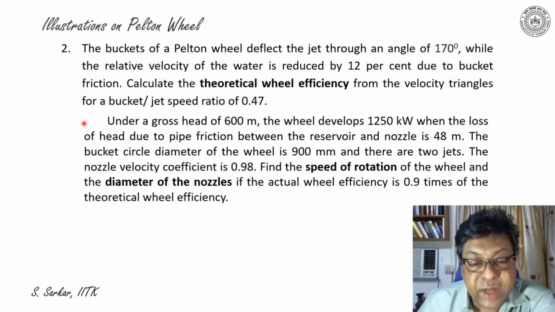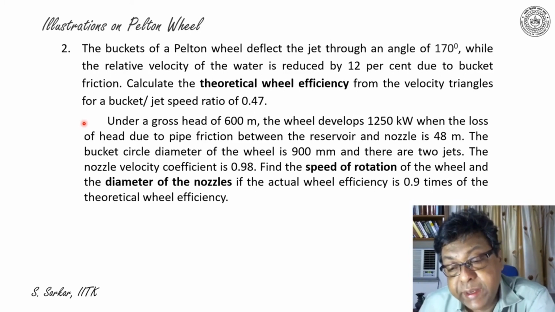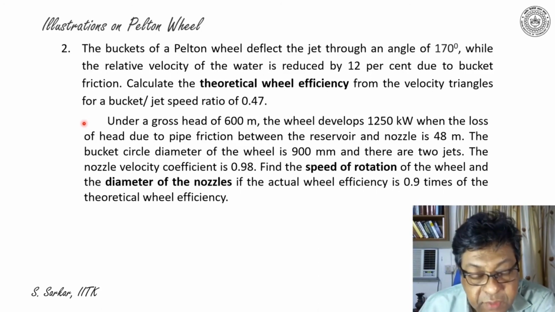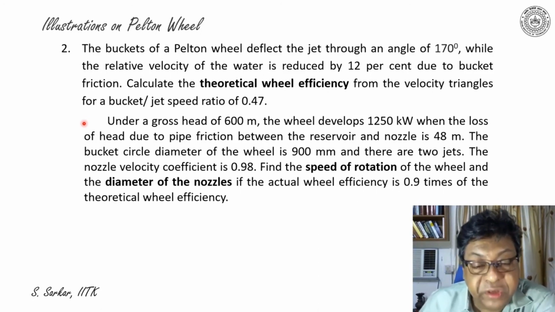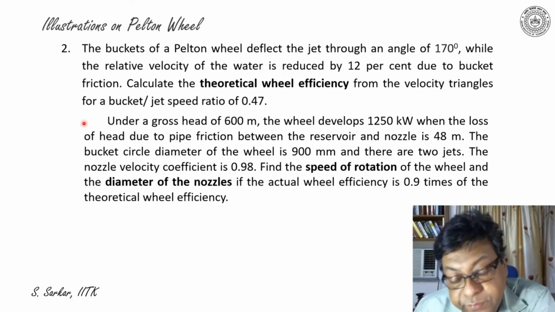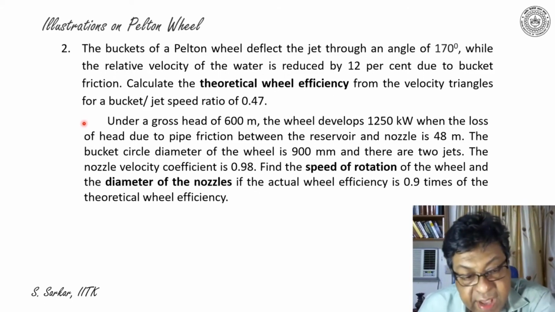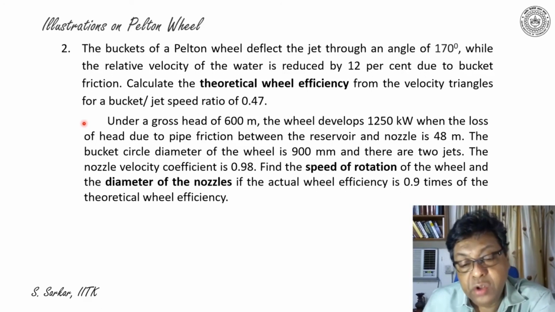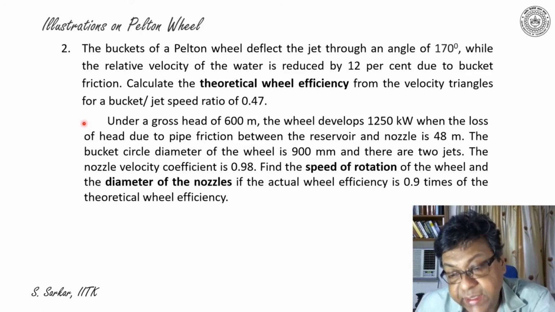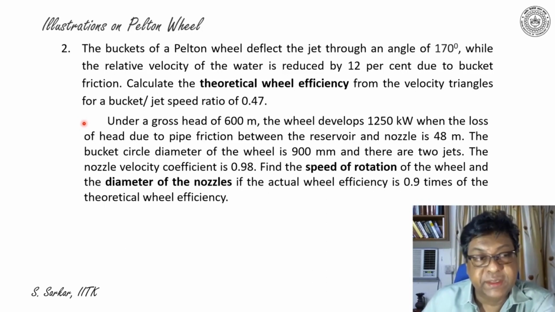The bucket circle diameter of the wheel is 900 mm and there are two jets. The nozzle velocity coefficient is 0.98. Find the speed of rotation of the wheel and the diameter of the nozzle if the actual wheel efficiency is 0.9 times the theoretical wheel efficiency.